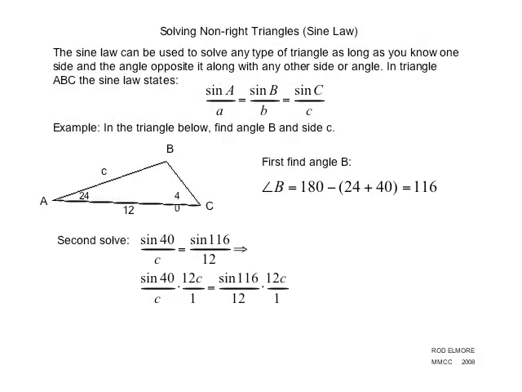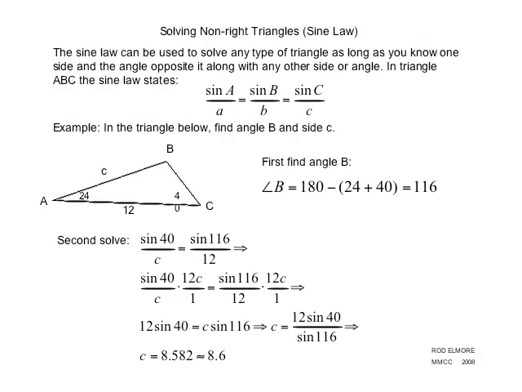And to do that, we can multiply both sides by 12c, and that'll eliminate all of our fractions. That's how we learned how to do it. So we end up with 12 sine of 40 equals c sine of 116. Divide both sides by sine of 116 gives you c equals 12 sine 40 divided by the sine of 116. And therefore c turns out to be 8.582, which is approximately 8.6. You should round one tenth more accurate than the data. So we found angle B, and we found side c.